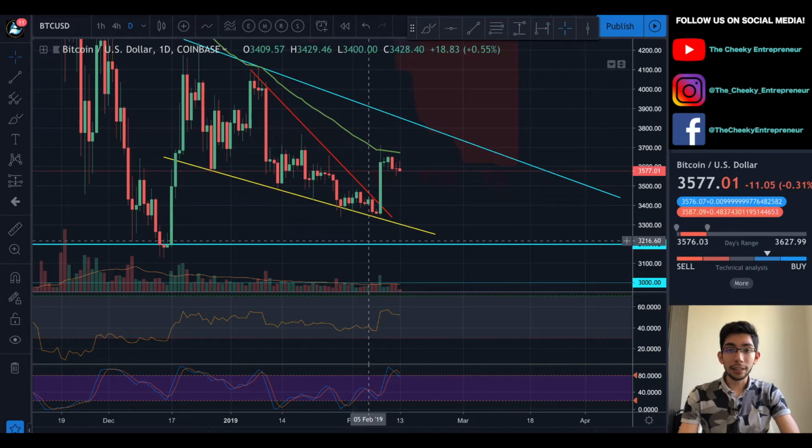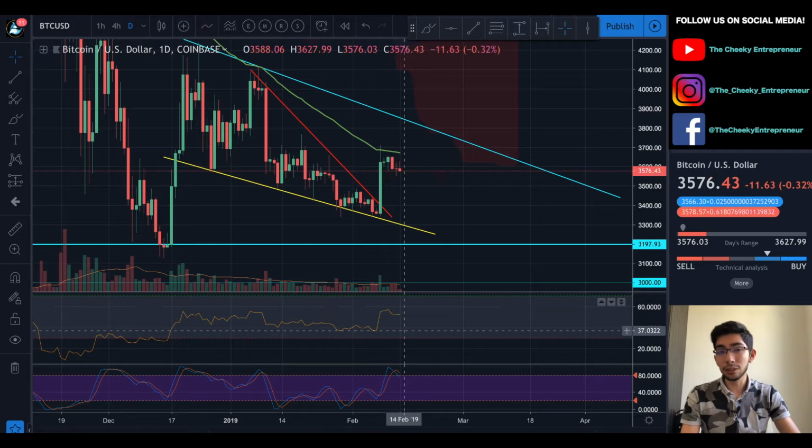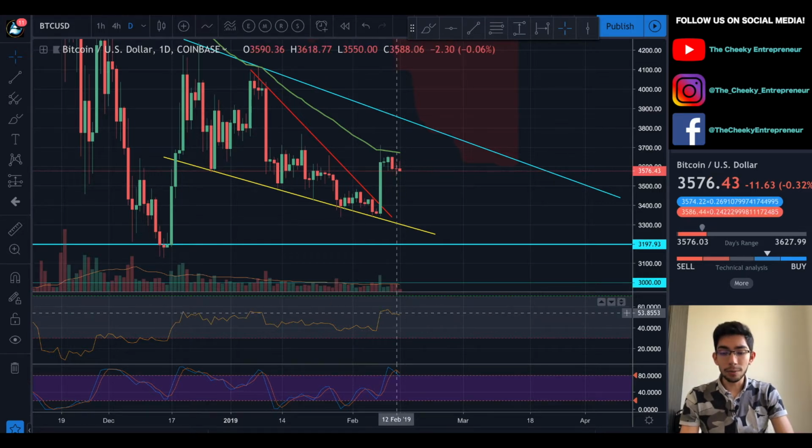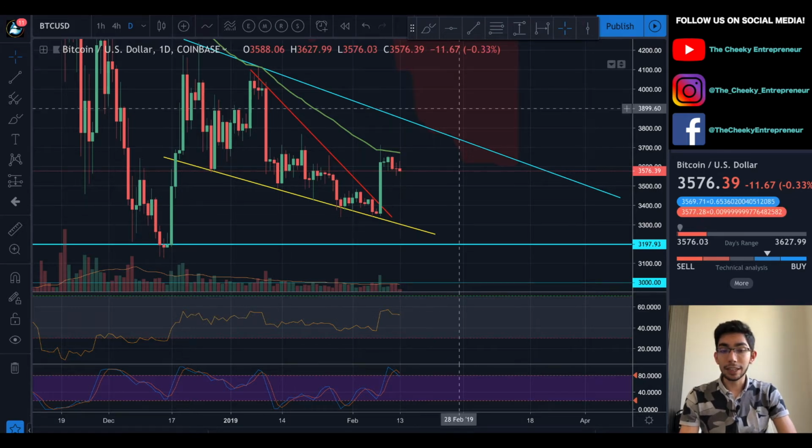And also, if we take a look at the daily stochastics, we see that we're already in the overbought position, and therefore the momentum to the upside might be over. But we also see that the RSI is still nowhere near overbought. It's around the 50 level, so there is still some space to go up before the stochastics actually go down.